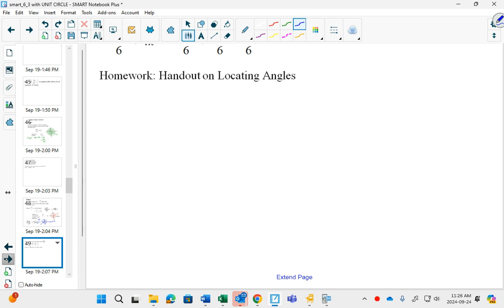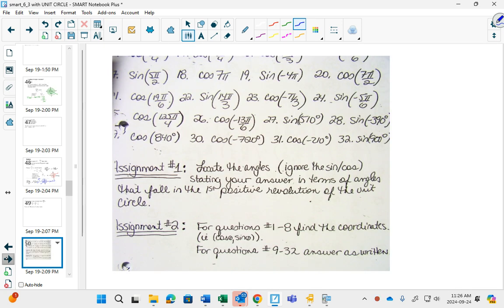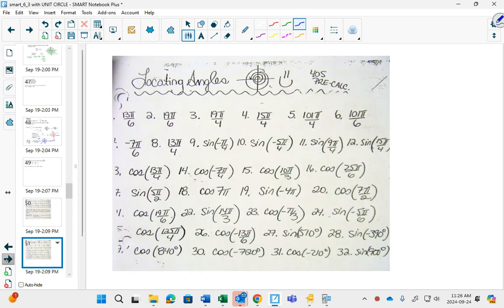So what I want you to do on this sheet, it has 2 assignments. We'll do a couple of questions with assignment 1, then a couple of questions with assignment 2. Assignment 1, and this is just for you, it's just for practice. What we're going to do is take the 13 pi over 6, and write what it's coterminal with.